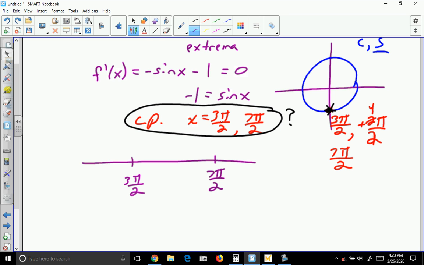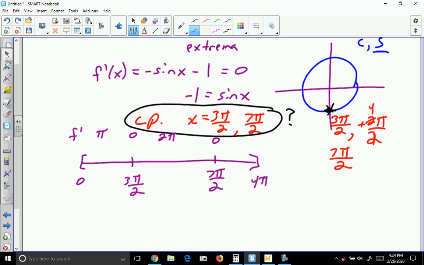These are the only places in our interval from 0 to 4 pi where our first derivative equals 0. So every place else from 0 to 4 pi, our first derivative is either positive or negative. So just pick a test point in each interval. We could put in, let's say, pi. 1 pi would be in here. 2 pi would be in here.